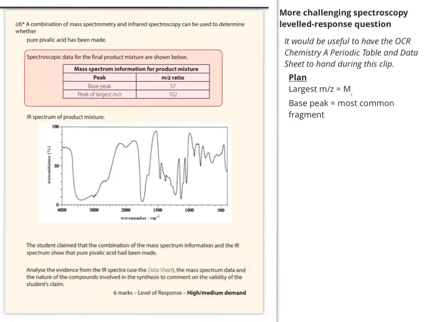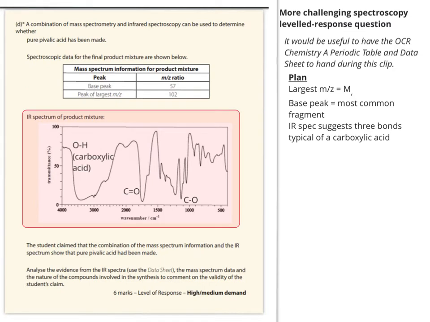Starting with the mass spec, you can jot down that the base peak is the most common fragment and the largest m/z value will represent the Mr of the compound. Then if you move down to the infrared spectrum, you can see that there are 3 bonds typically found in the carboxylic acid functional group, in other words COOH. It's always a good idea to spend a couple of minutes planning what you're going to write, so then you can construct an answer.